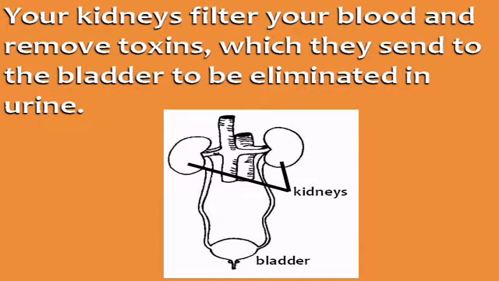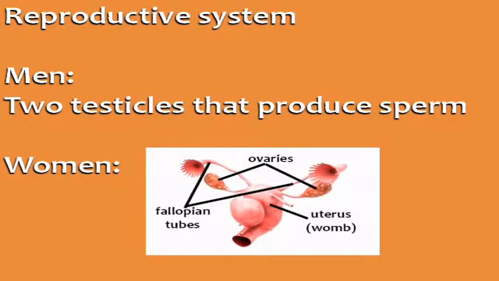Your kidneys filter your blood and remove toxins, which they send to the bladder to be eliminated in urine. Finally, we have the reproductive system. Men have 2 testicles which produce sperm, the cells that carry the male's genetic material. Women have 2 ovaries which produce eggs that travel through the fallopian tubes to the uterus, often called the womb. This is where the baby develops.